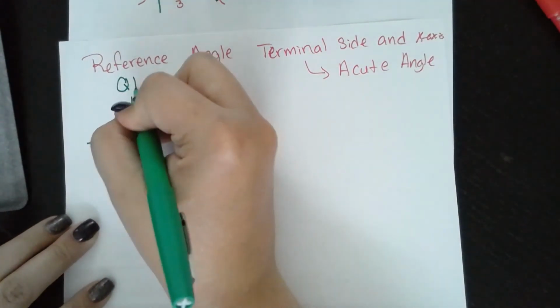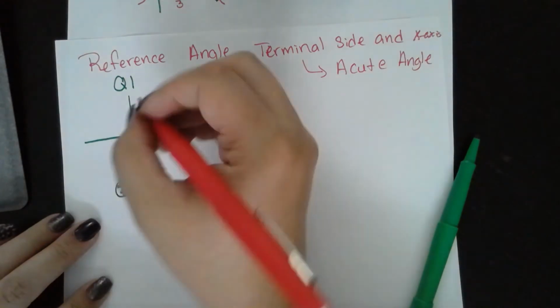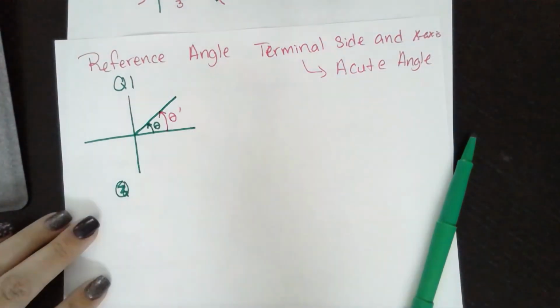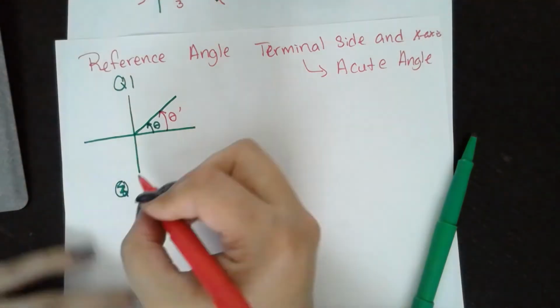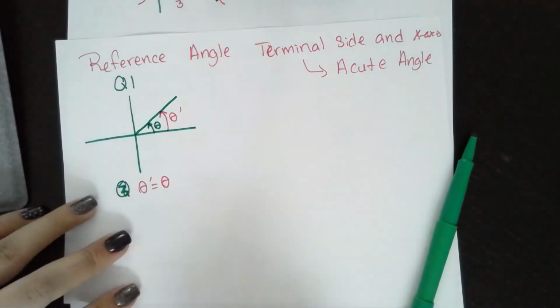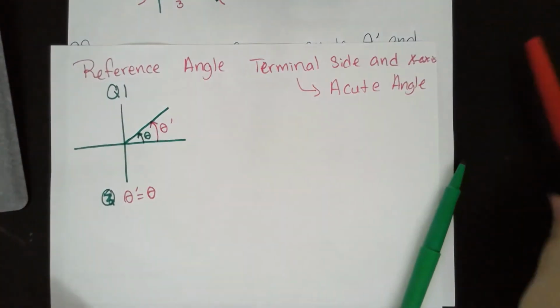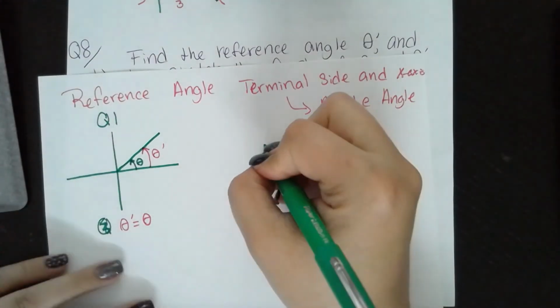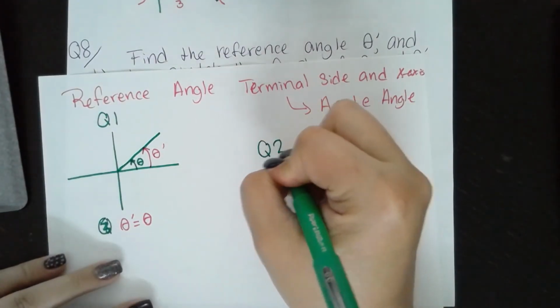If we're in quadrant 1, our reference angle is actually the same thing as our angle. They're equal to each other. So the formula here is that your reference angle equals your angle. Okay? Now, like I said, it's going to change depending on what quadrant we're in. So let's look and see what happens when we're in quadrant 2.